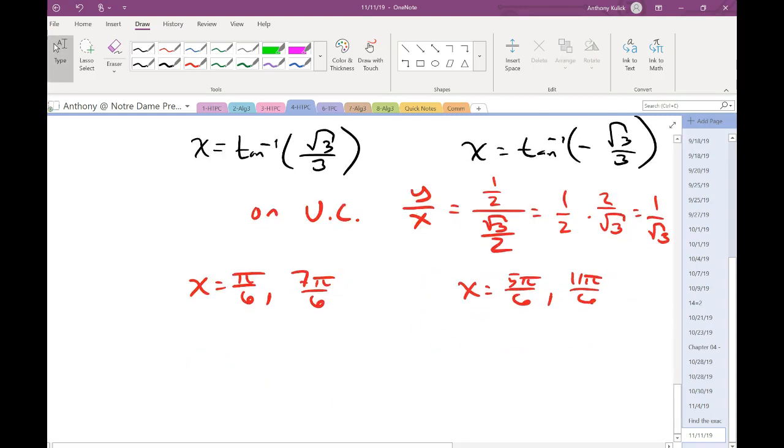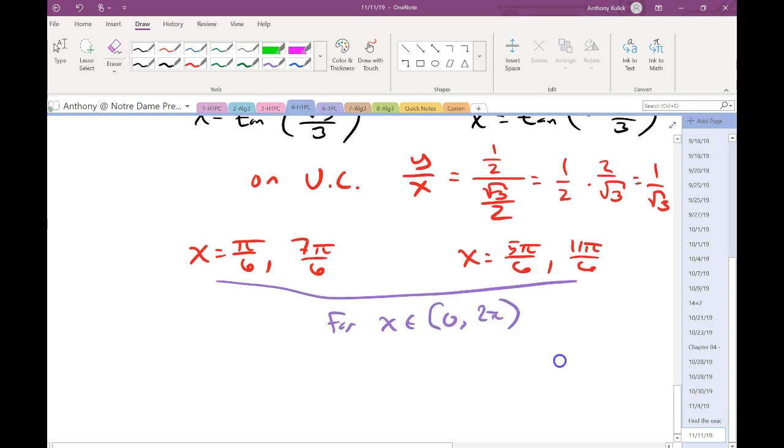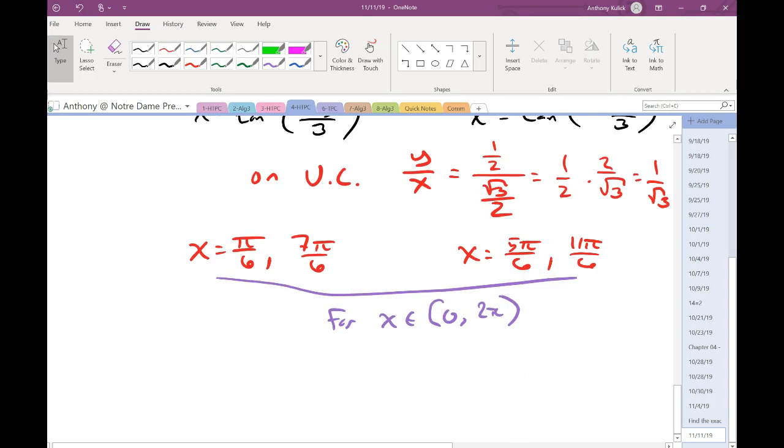So these are my unit circle values, right? But we want all the answers. So how would I write that? This is our answers for the x's on the unit circle. How would I change this to represent all the x's?